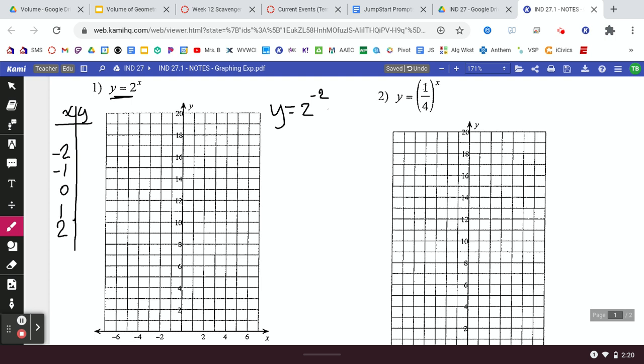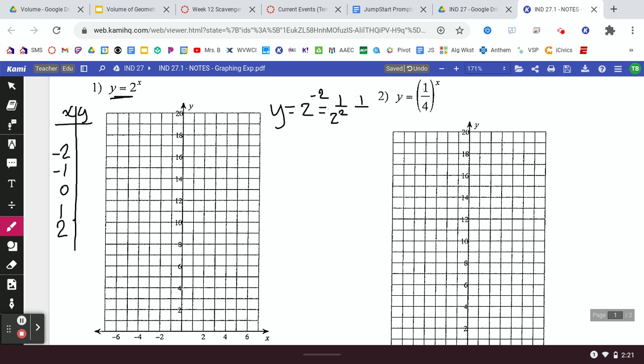Now, this is where your knowledge from a couple indicators ago comes in. How do I deal with a negative exponent? I have to flip it first. So I'm going to go 1 over 2 raised to the 2. Now I've gotten rid of that negative exponent. It becomes a fraction. That's fine.